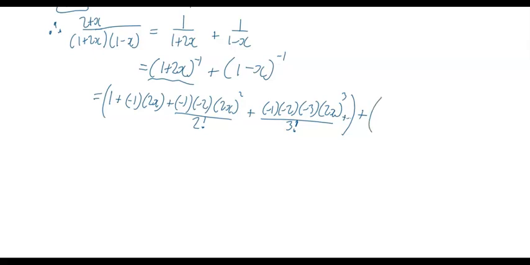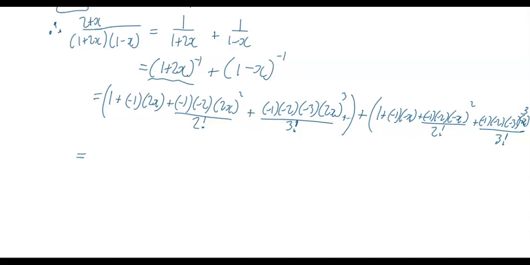Okay, same idea for this one over here. I'm going to have 1 plus minus 1 times the minus x, as my squiggle in this case is minus x, and then plus minus 1 times minus 2 times minus x squared, divided by 2 factorial, and then plus minus 1 times minus 2 times minus 3, times minus x cubed, over 3 factorial.